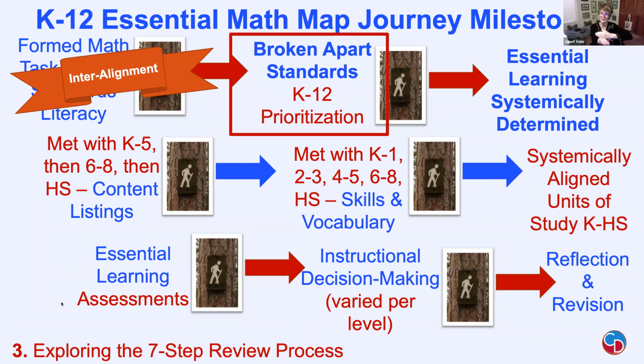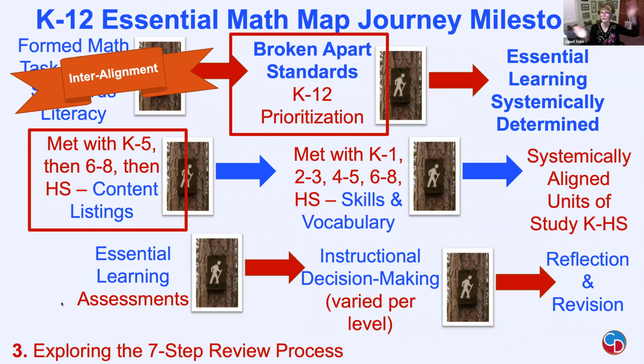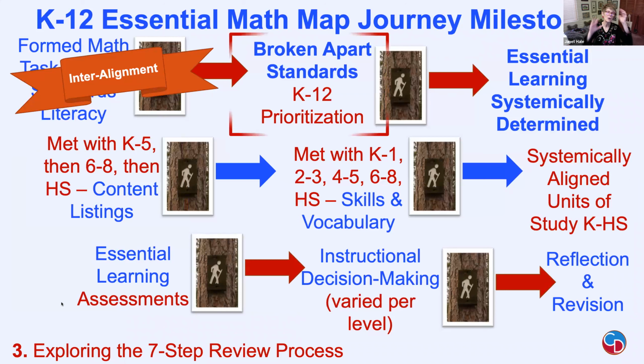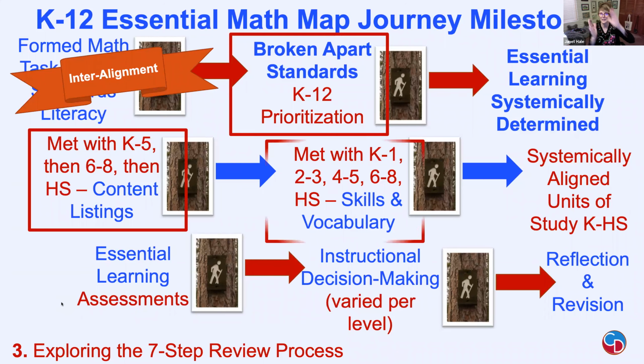So I did this with this math task force K through 12. Then after that is when we did that content listing piece that we just showed you about across the grade levels, doing the math content. I did K5, then 6-8, then high school. Then, because we like to start younger and move up, we started with K1. We did all of the units of study, skills, and vocab, K1, built 2, 3, 4, because then our blues continued with our skills. So we really ended up now with a systemically aligned unit of study, and then they started working on their assessments and instruction.